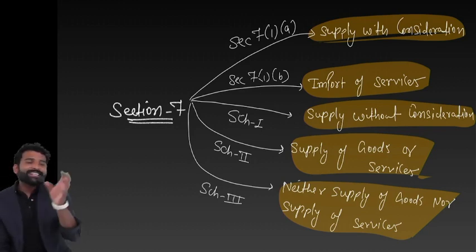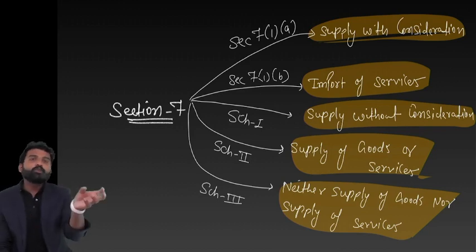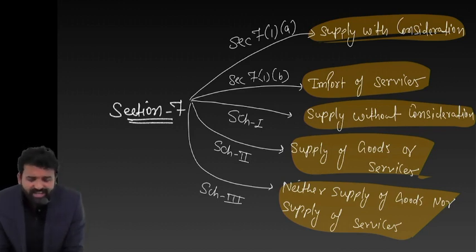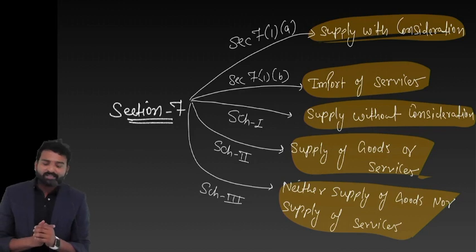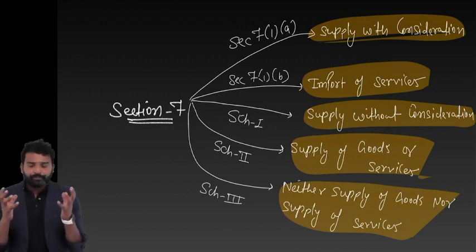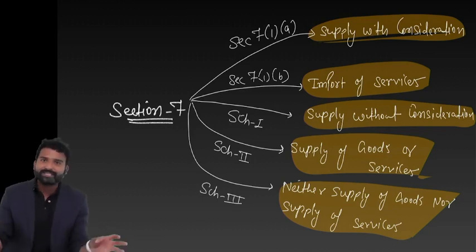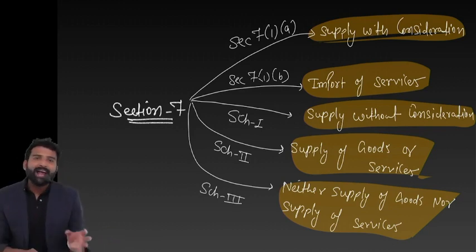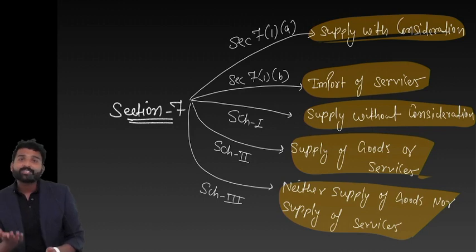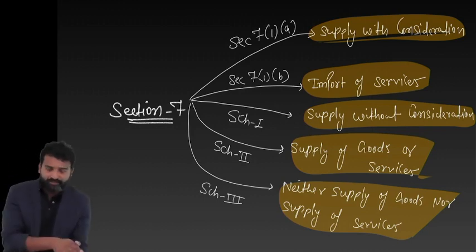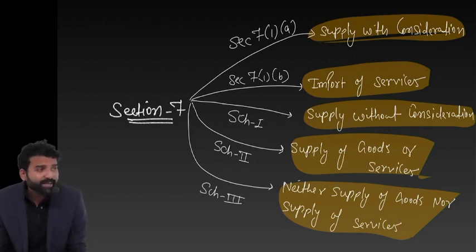Schedule 2 contains the list of supply of goods or services. Actually, Schedule 2 is not that relevant because it just represents what should be treated as goods and what should be treated as services. So it does not talk about supply itself, it talks about what should be treated as goods and what should be treated as services. And finally there is a very important schedule.